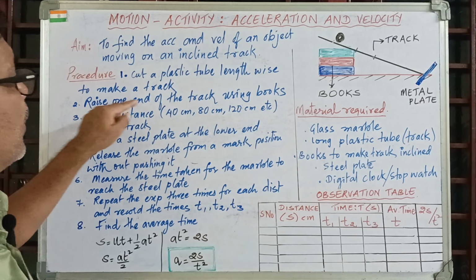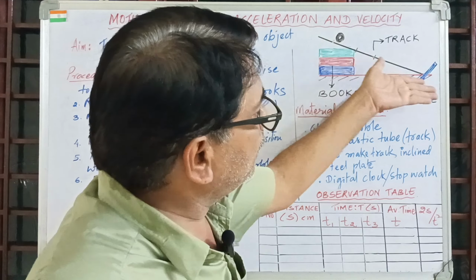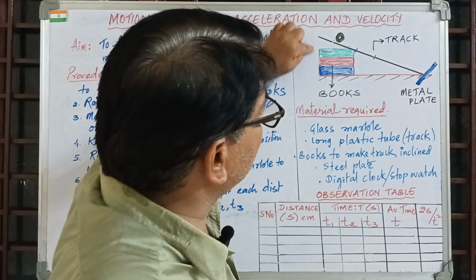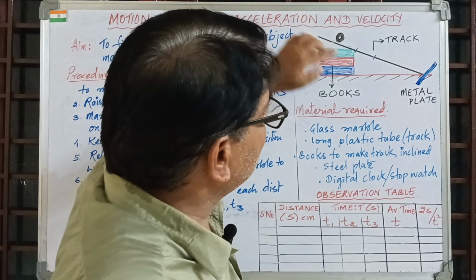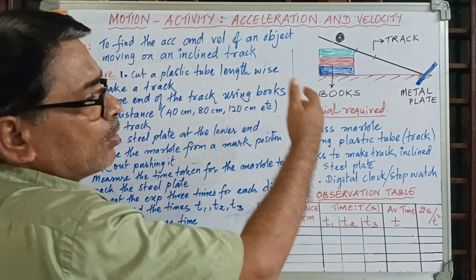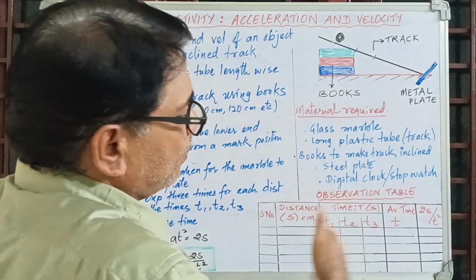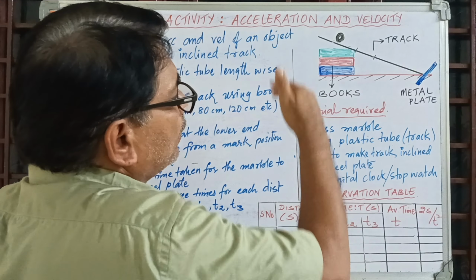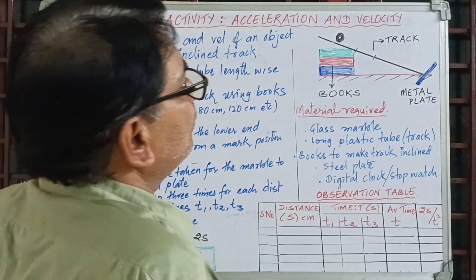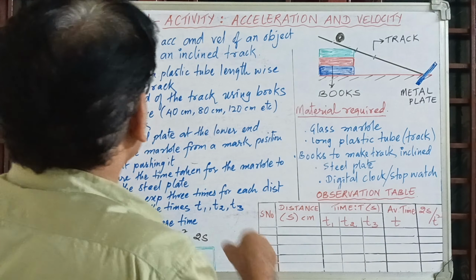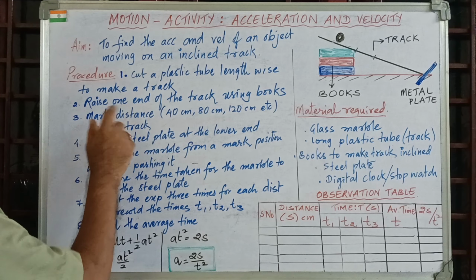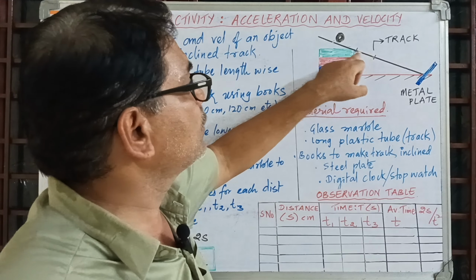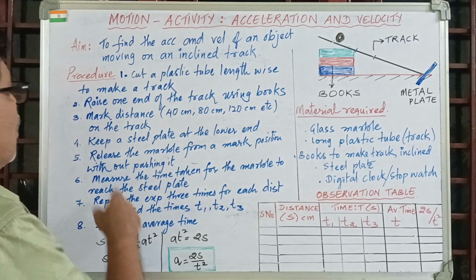The next thing is to raise one end of the track. You want to drop the ball, so you have to increase the inclination of this track. Therefore you require books, say 5 or 6 books. If you put two books, then inclination will be less. If you increase the number of books, then inclination and slope will be more. Next is to mark distances: 40, 60, 80, like that, on the track.